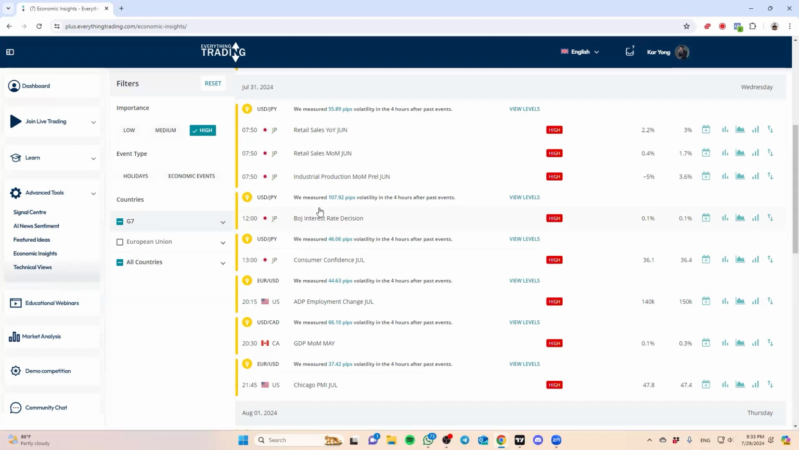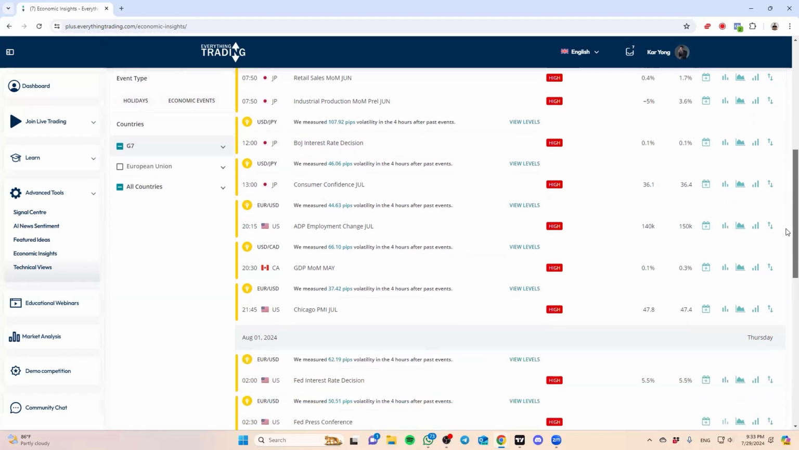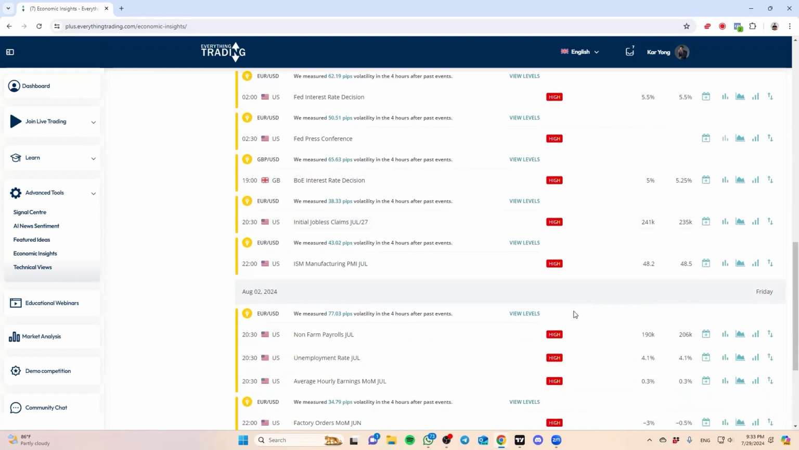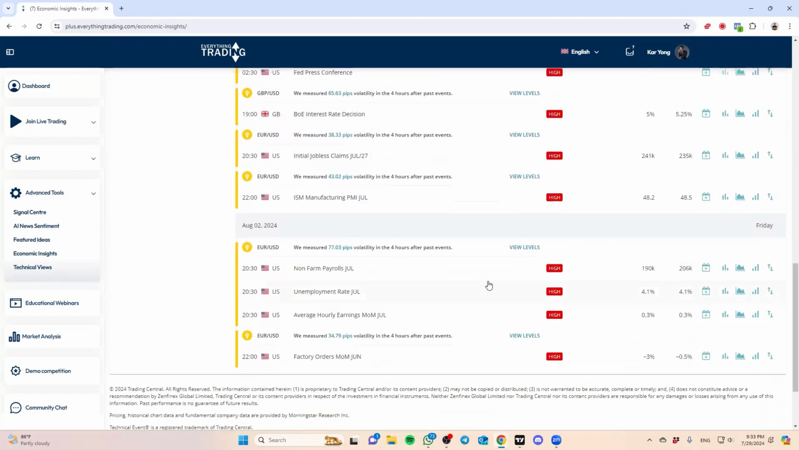So first thing to note, of course, is the Bank of Japan rate statement. And then if you go into Thursday, midnight, we have the FOMC rate statement as well, followed by the Bank of England. And of course, going into Friday, we have our NFP. In fact, this one you can see here, NFP volatility on average has given about a 75 to 80 pips range.